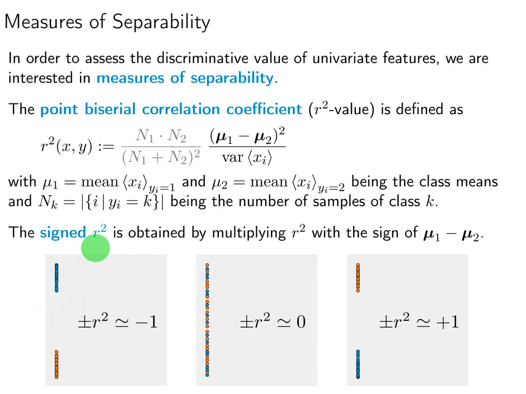We can see three different cases. The r squared ranges between... if r squared is equal to -1, then we see that the univariate features are very, very well separated. Similarly, when we have r squared equal to +1, we also see that the features are separable.